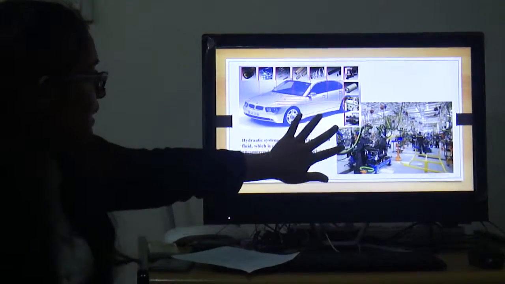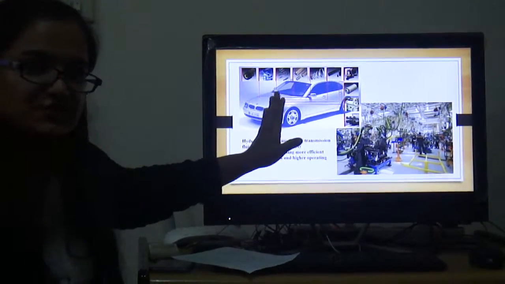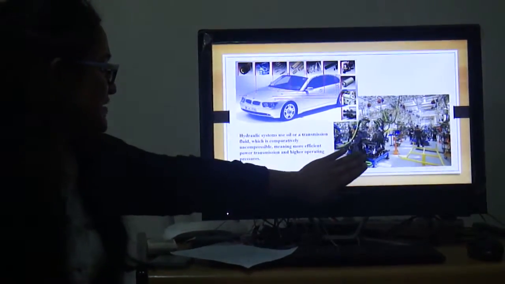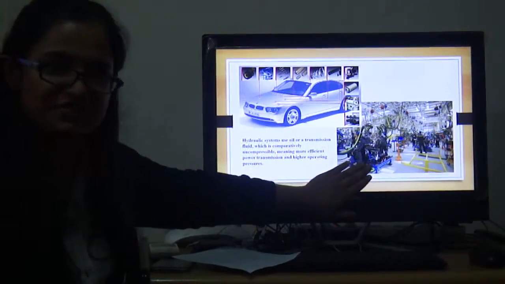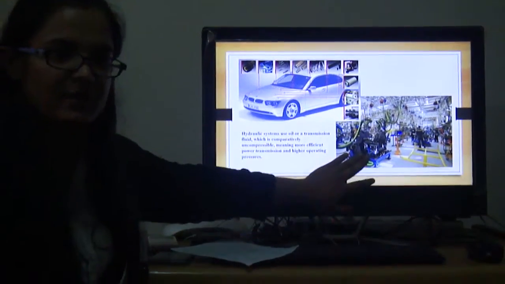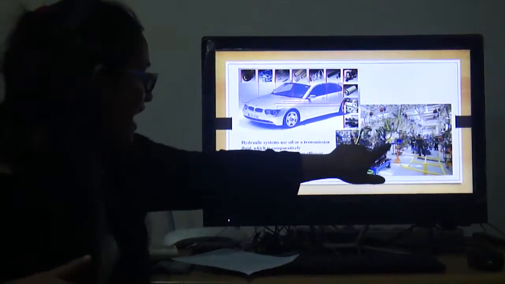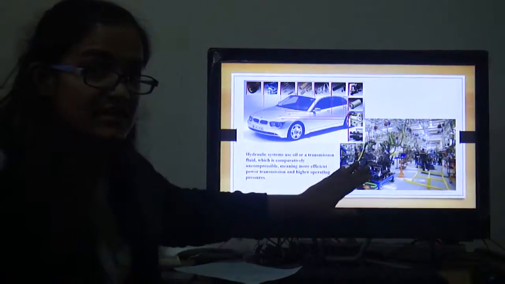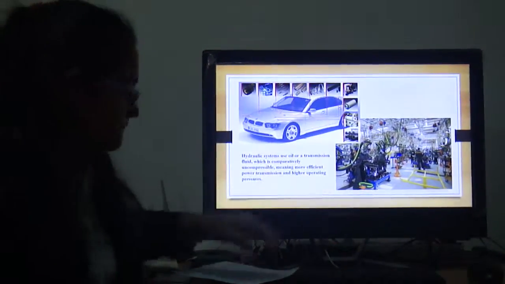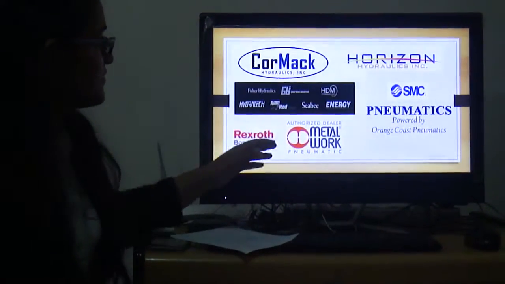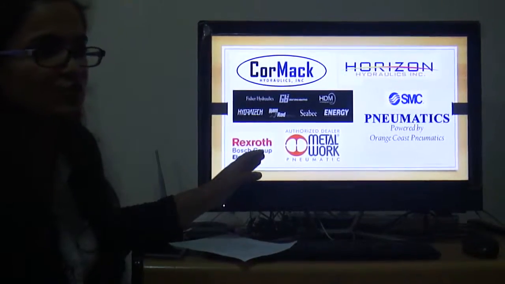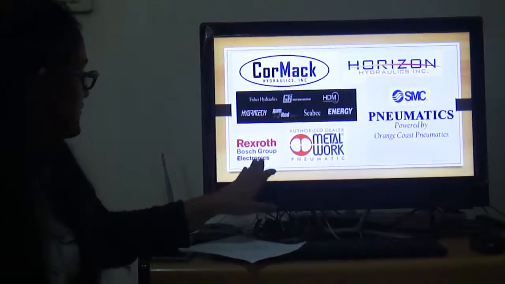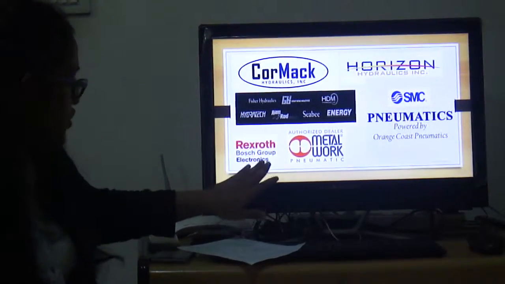You can see I have put two parts. One is a car, which shows both the pneumatics and hydraulics difference. And this is a construction site, an industry, where they apply the valves. We can see the valves. They're using both pneumatics and hydraulics in one industry, in one factory. These are the major companies around the world which use pneumatics and hydraulics. These are just a few examples, but the most famous one which I know is the Rexroth Bosch Group.